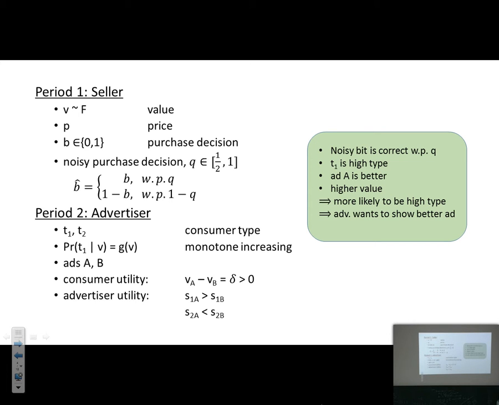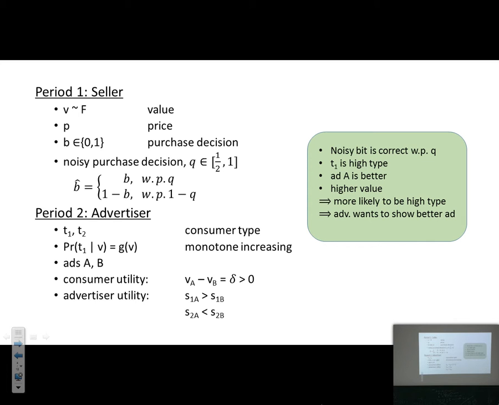Once the buyer makes a decision, so she's actually buying, the seller has to tell the advertiser whether she bought or not, in a noisy way, yes. This bit B is what actually happened. But this bit B hat is a noisy random variable that's correlated with her purchase choice, but isn't exactly correct. And that's what the advertiser is going to see.